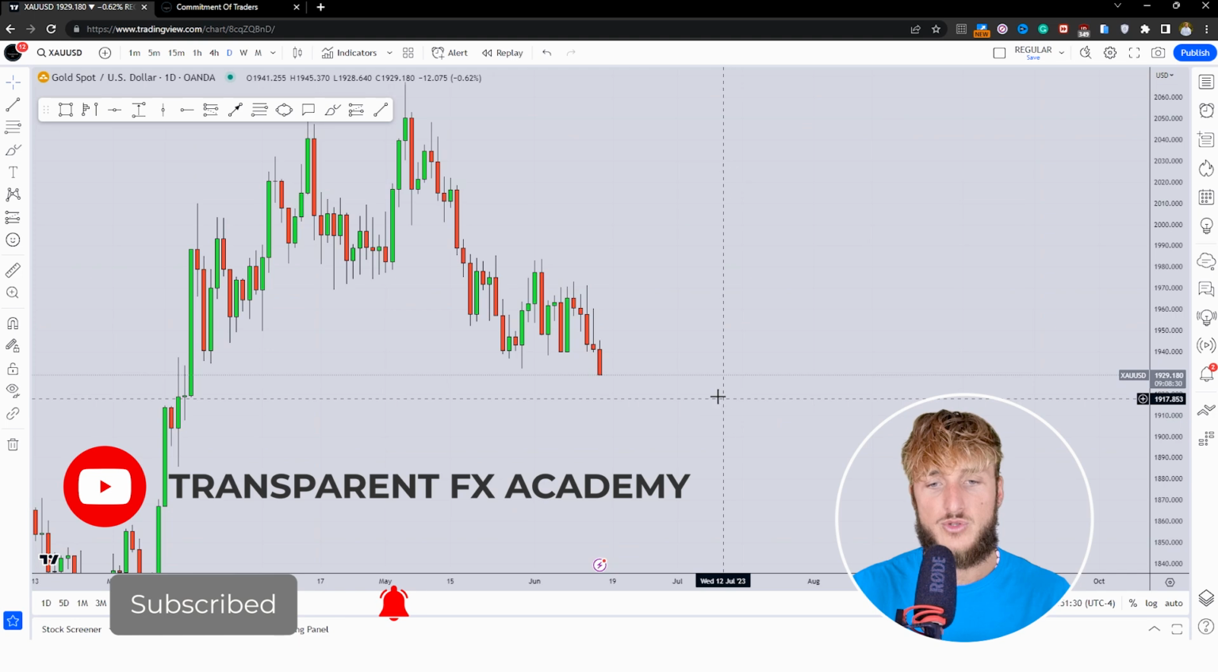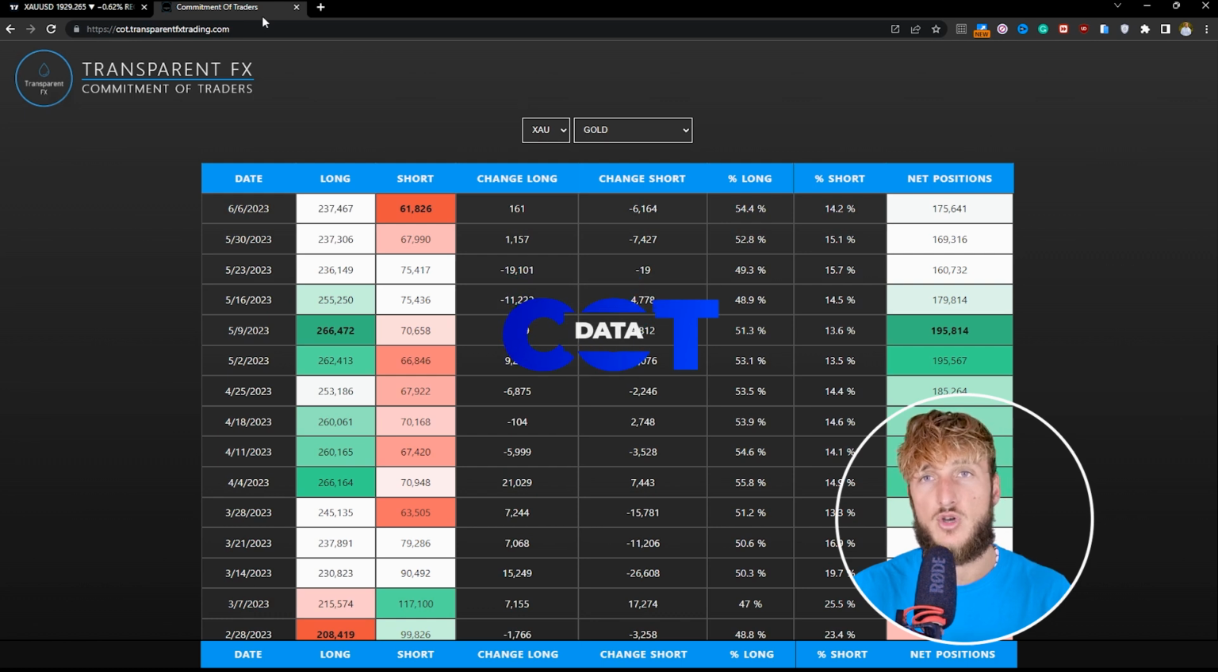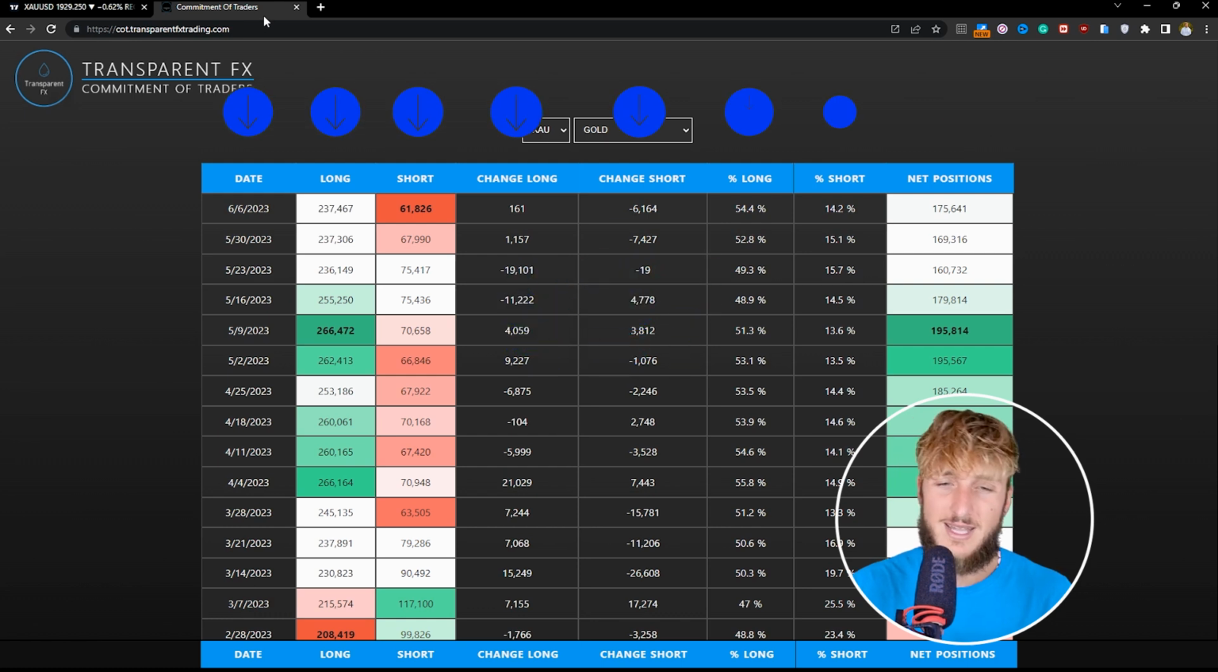Now, before we continue with our analysis from a technical perspective here in the daily time frame, let's first go and see what we have when it comes to the commitment of traders, so the COT data, which is what the non-commercials, so the biggest speculators in the market, are doing.